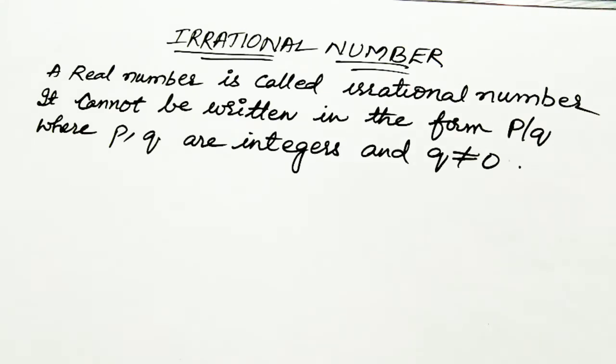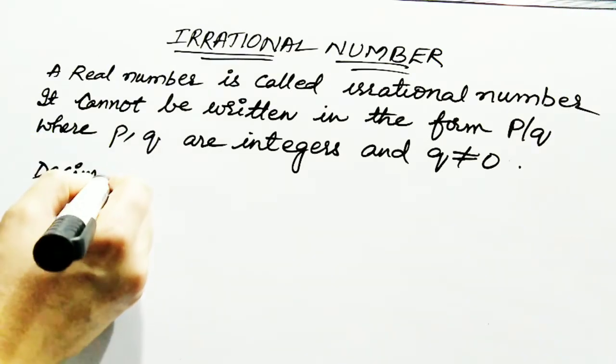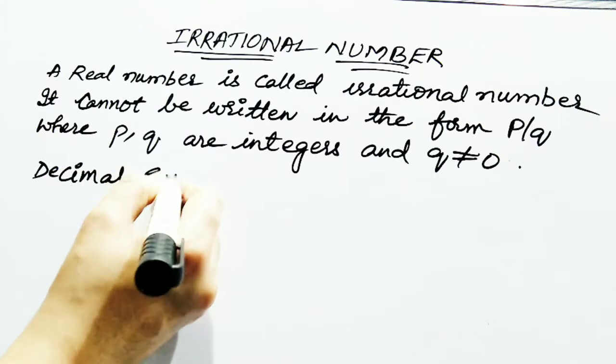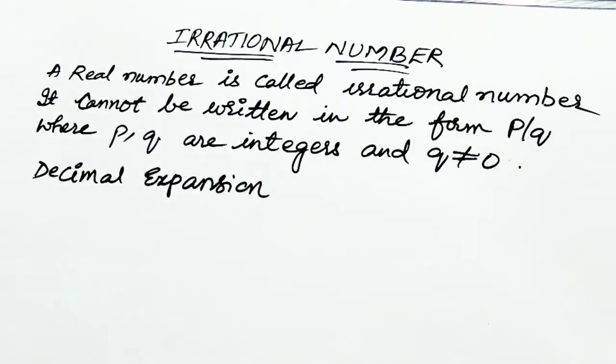Today we are going to discuss irrational numbers. What is an irrational number? A real number is called an irrational number if it cannot be written in p by q form. If it can be written in p by q form, we say that it is a rational number. Take the decimal expansion of an irrational number.